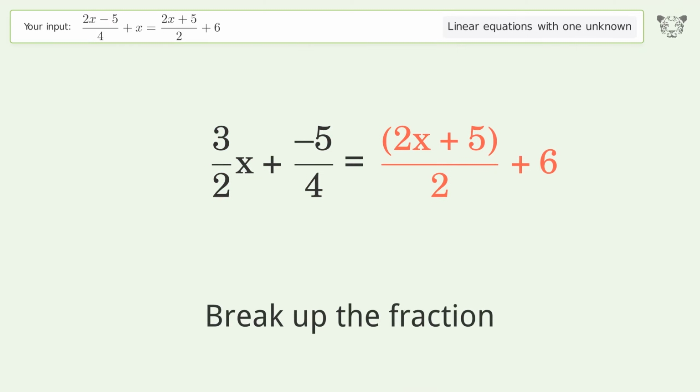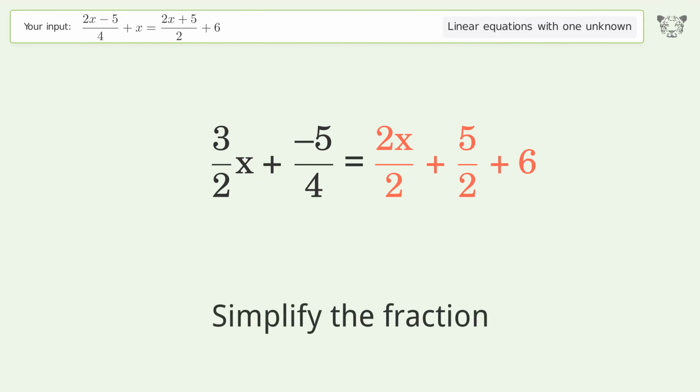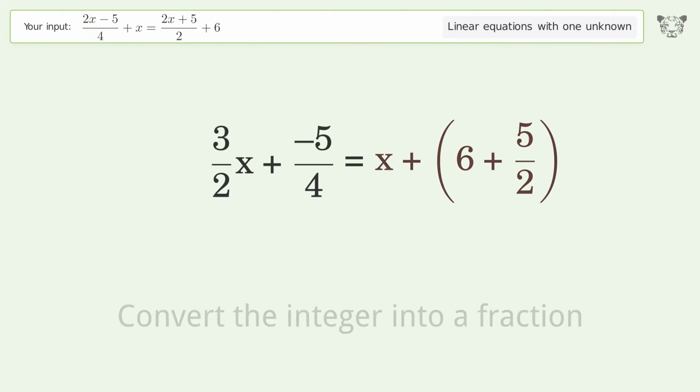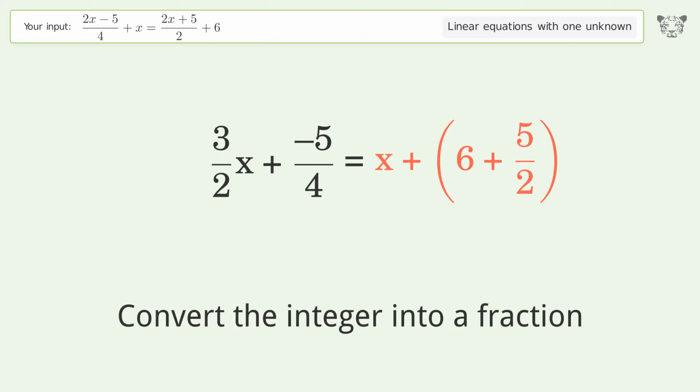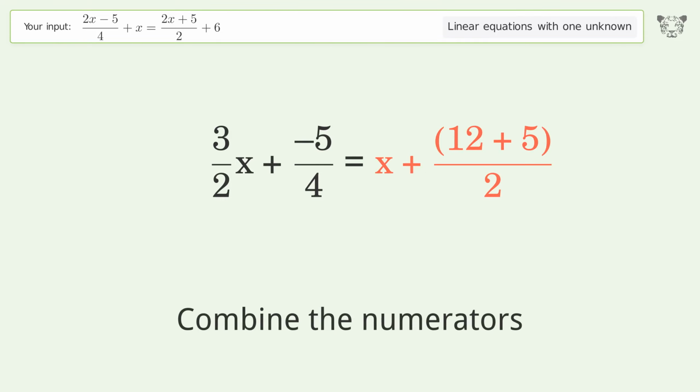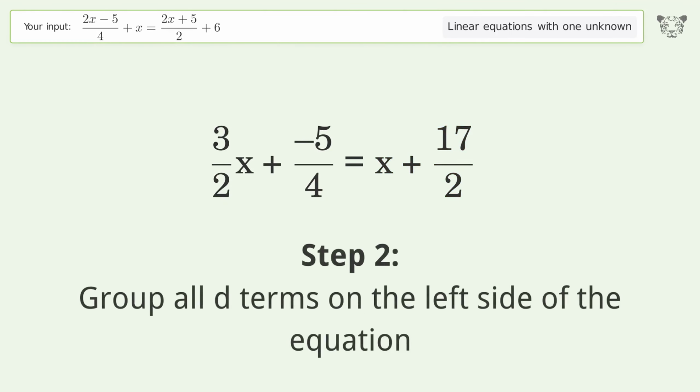Break up the fraction. Simplify the fraction. Group like terms. Convert the integer into a fraction. Combine the fractions. Combine the numerators. Group all d terms on the left side of the equation.